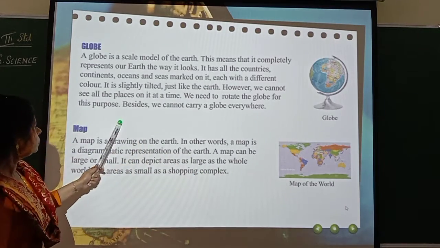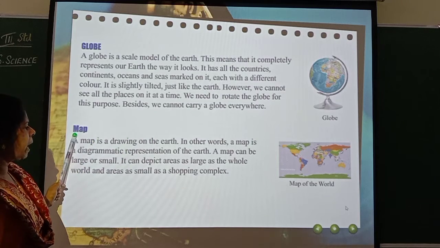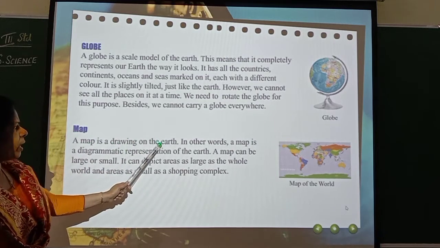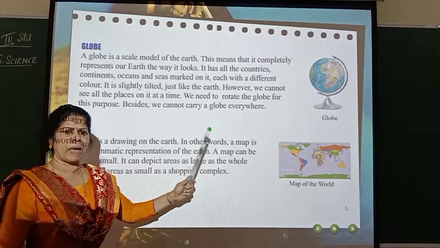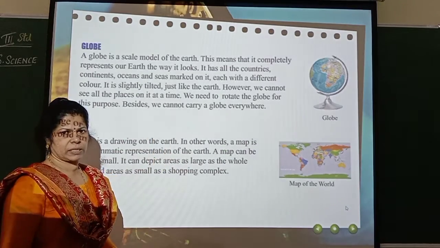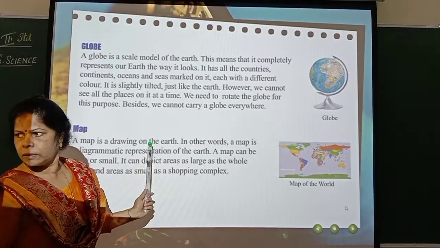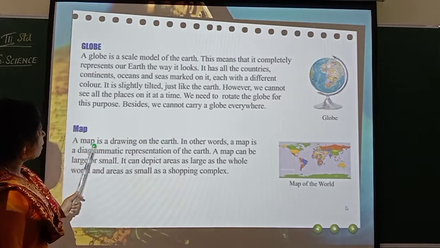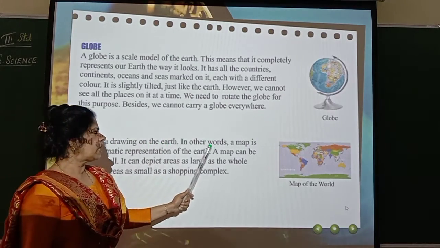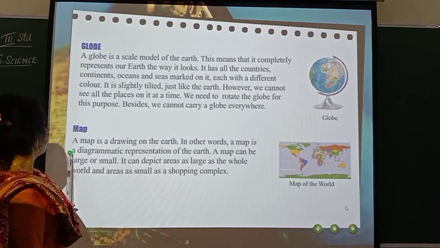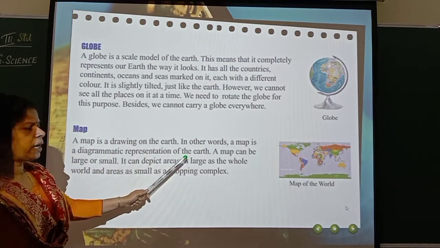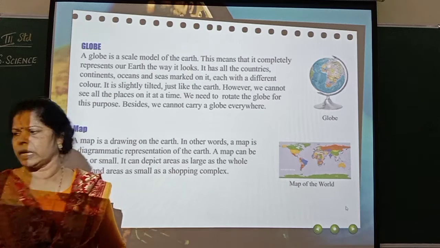Now, next one is about the map. A map is a drawing on the earth. So, where is the map? Map is on the piece of paper. Understood? So, is there any chart? So, a map is a drawing on the earth. In other words, a map is a diagrammatic representation of the earth. So, you can see here.